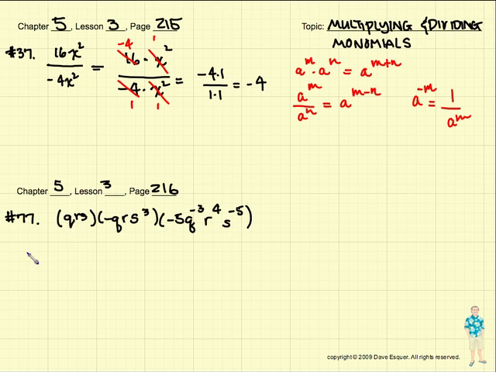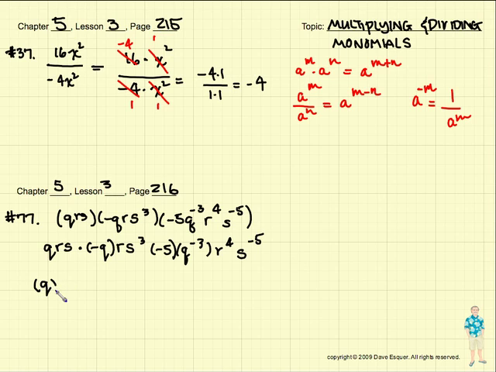Let's move to something a little more complicated, like number 77. We've got a whole bunch of stuff here that we've got to figure out. Remember, multiplication is commutative, so we can break everything up. We can move things around if we need to. Multiplication is commutative, so that's exactly what I'm going to do. I'm going to break it all up, so I have q r s times a negative q times r times s cubed times a -5 times q to the -3. I'm going to put a parenthesis around that one, times r to the 4th times s to the -5.